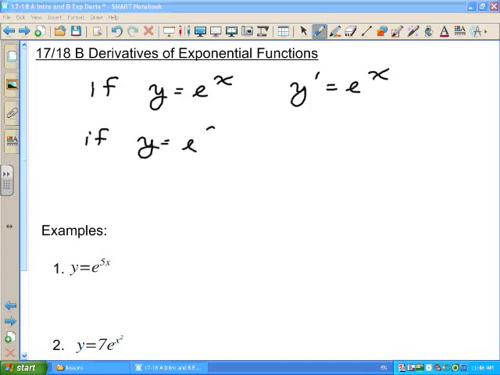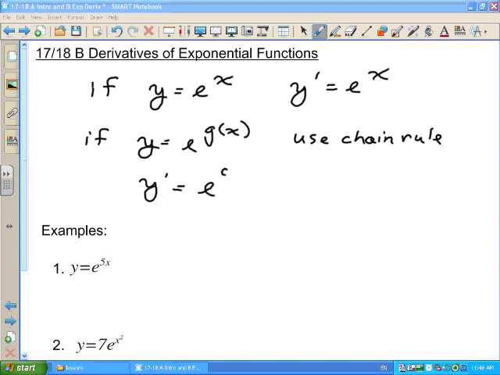Okay. Where it becomes tricky is if your function is a composite function. So instead of just e to the x, you have e to some function of x. We'll just call that g of x. In this case, we have to use the chain rule. So our derivative is going to be our original function. So our outer function is e to something, which is just, again, e to something.